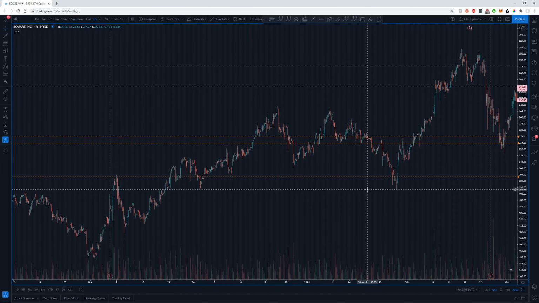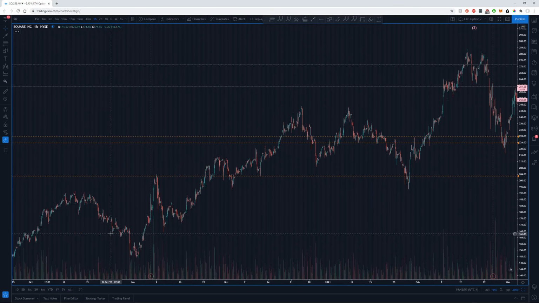I have Square open here on the 1-hour chart now, and I'm zoomed back to just the end of December 2020 right here. If you want to challenge yourself, pause the video quickly and see if you can find the double top in the screen that I have posted right now. I'll give you just a second here if you want to hit that pause button, and now I'm going to move forward and show you where that double top actually is.